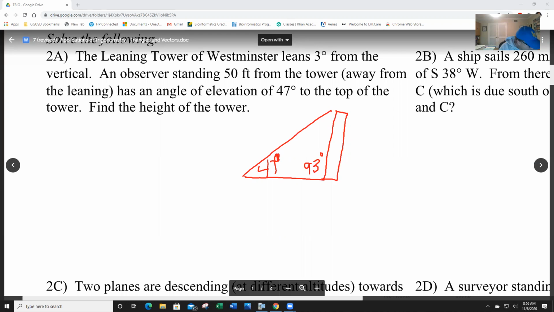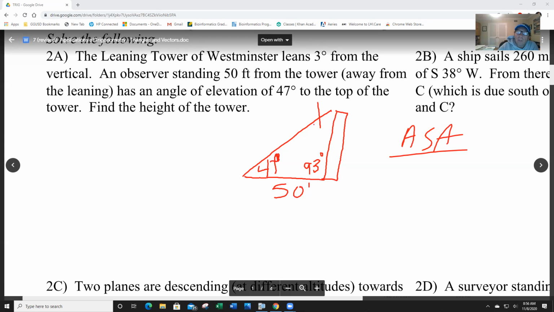Then it says observer standing 50 feet from it. So this is 50 right here. All right. Notice I have angle, side, angle. I have angle, side, angle. So I'm going to be able to use the law of sines. No problem. It's great. Okay.